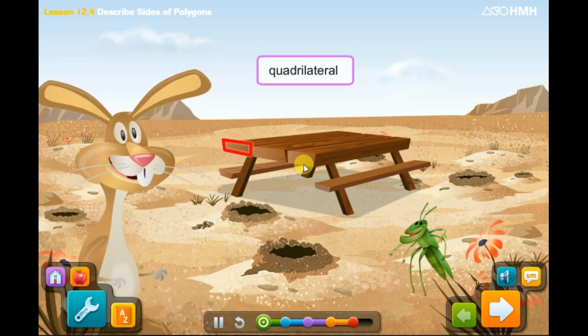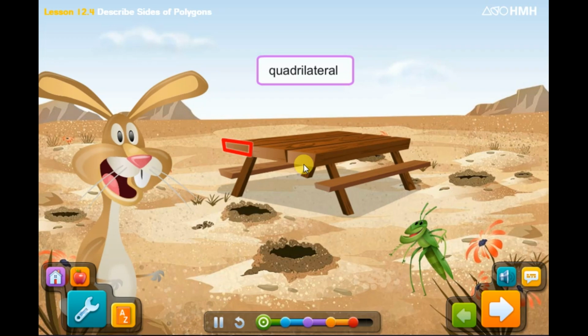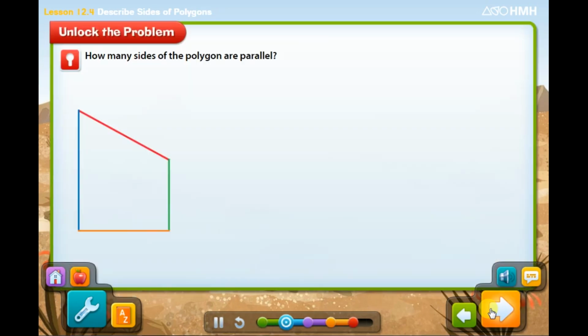Of course, this shape is a quadrilateral because it has four sides. Let's see together how we can describe each polygon. How many sides of the polygon are parallel? Let's unlock the problem. Okay, what is this shape? It has how many sides?